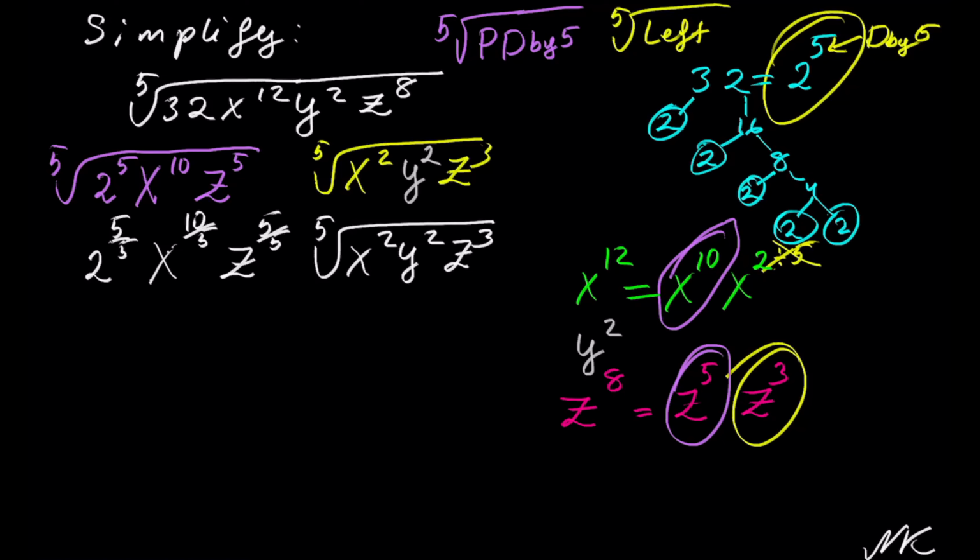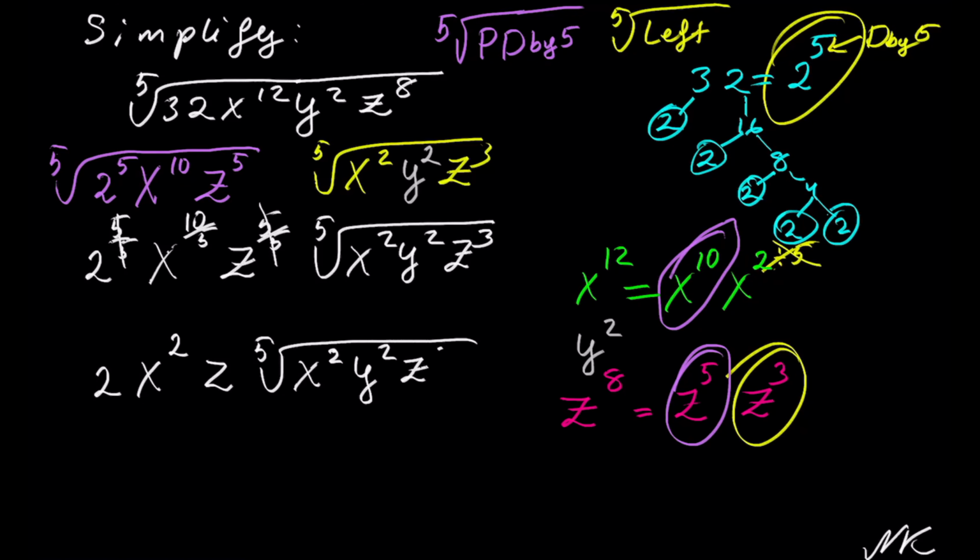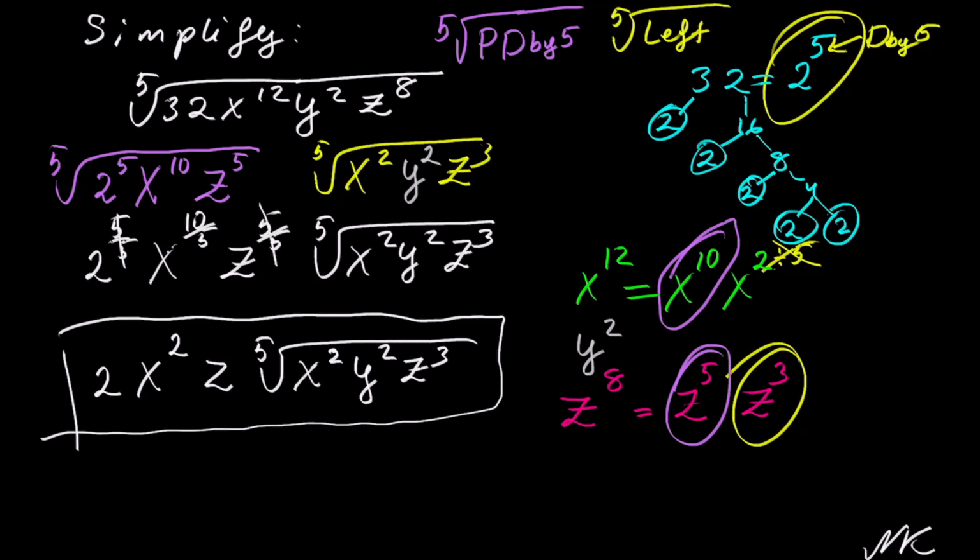And this will give us 2 to the power of 5 out of 5 cancels into 1. X to the power of 10 divided by 5 is 2. Z to the power of 5 out of 5 is 1, so just z, times the fifth root of x squared y squared z cubed. So 2x squared z times the fifth root of x squared y squared z cubed is our solution. That's all.